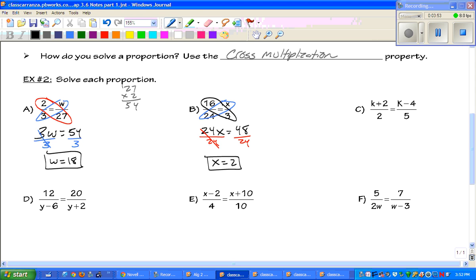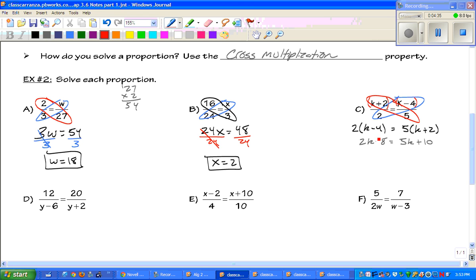Okay, now these ones, they might look a little bit difficult, but what we have to do is to put these in parentheses, okay? We're still doing the cross multiplication. Okay, but now you're doing 2 times k minus 4 equals, and you're doing 5 times k plus 2. Okay, so that's what you're going to be multiplying. And that's where you get 2k minus 8 equals 5k plus 10.